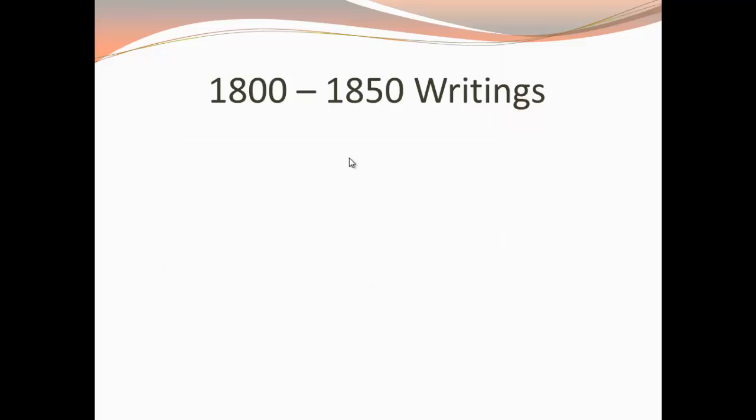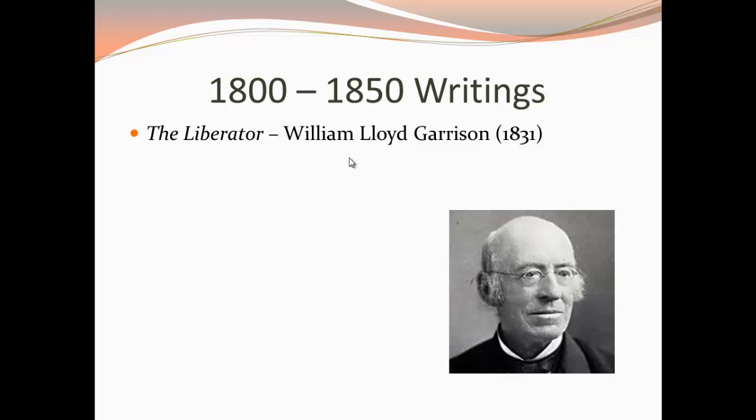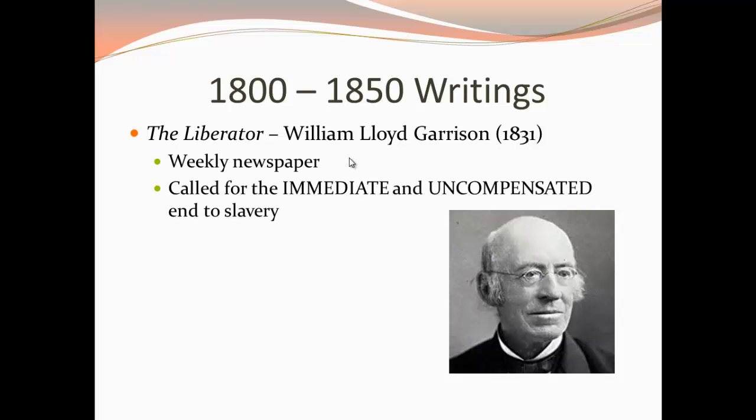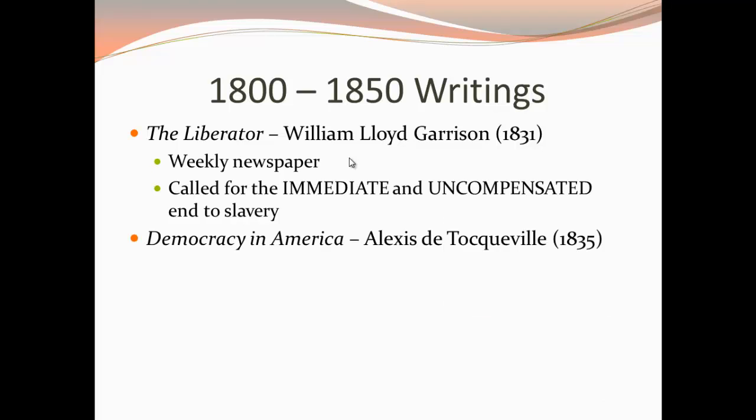All right, from 1800 to 1850, we have a whole bunch of writings, and one of the big abolitionist writings of this time period is something called The Liberator, and it starts in 1831, and it will continue for 34 years until 1865. It is by this man, William Lloyd Garrison. It was a weekly newspaper. Two terms you'll want to know. He called for an immediate and uncompensated end to slavery, so he wanted slavery to end immediately or right away, and he did not want slave owners to get paid for this.